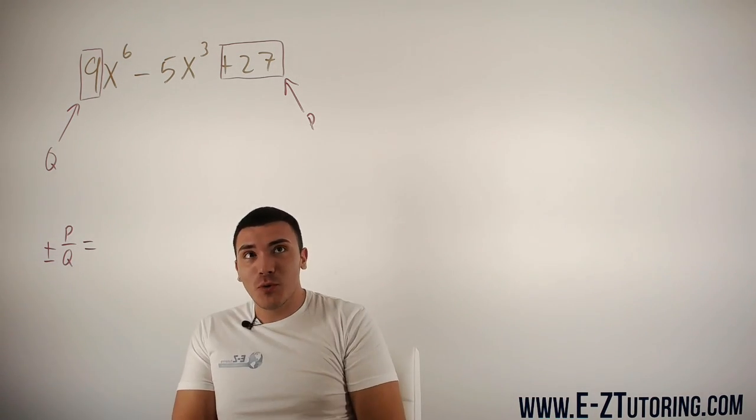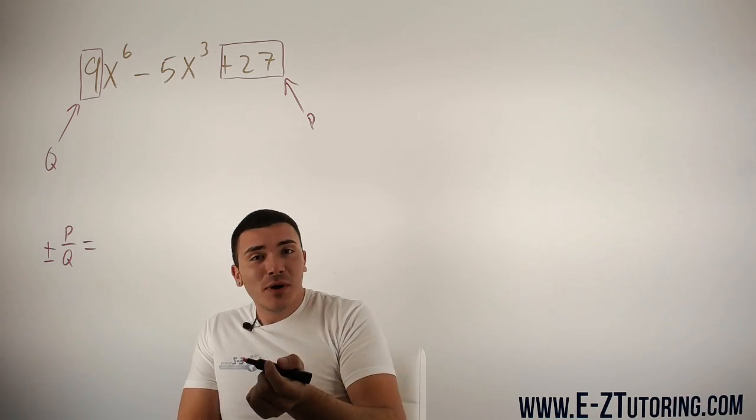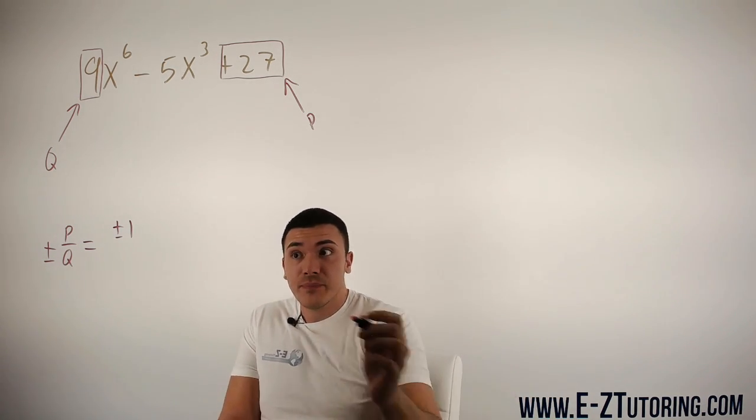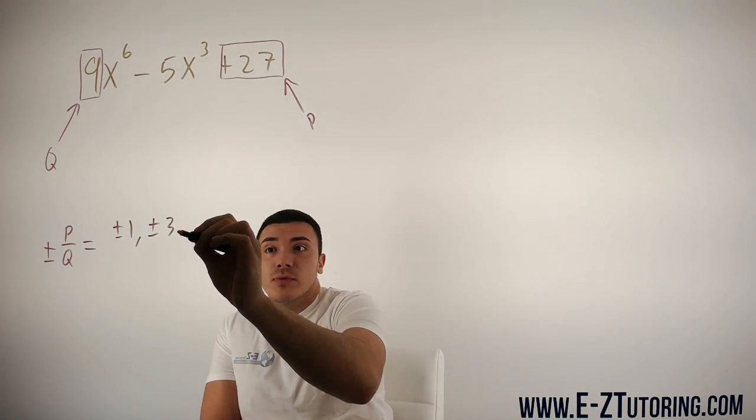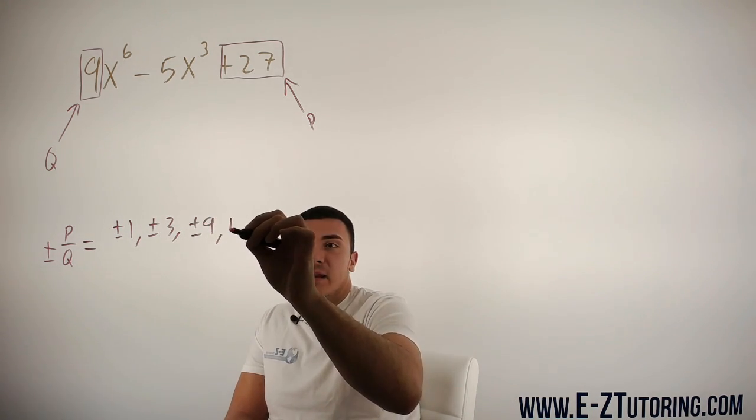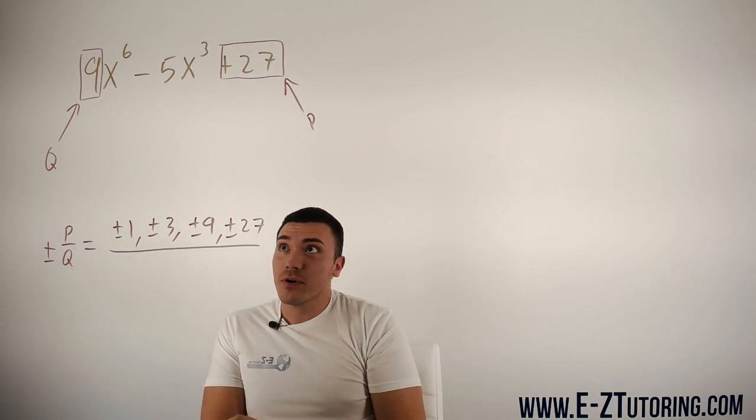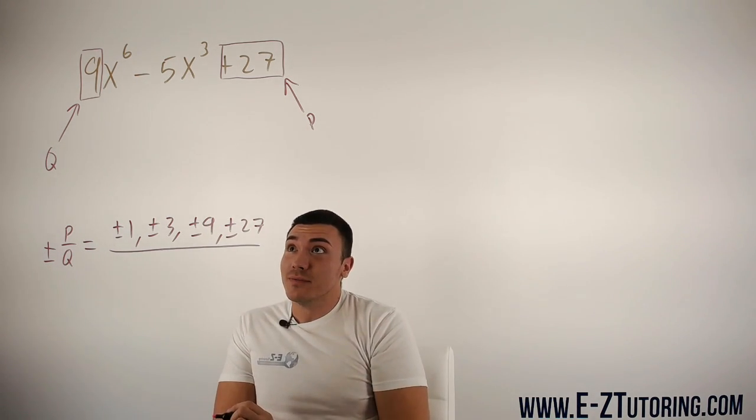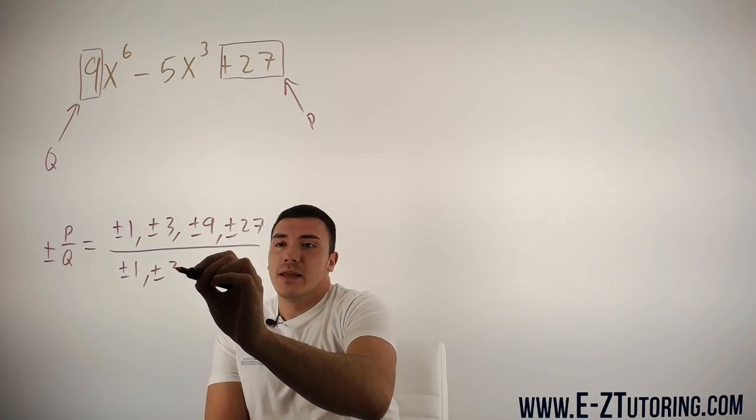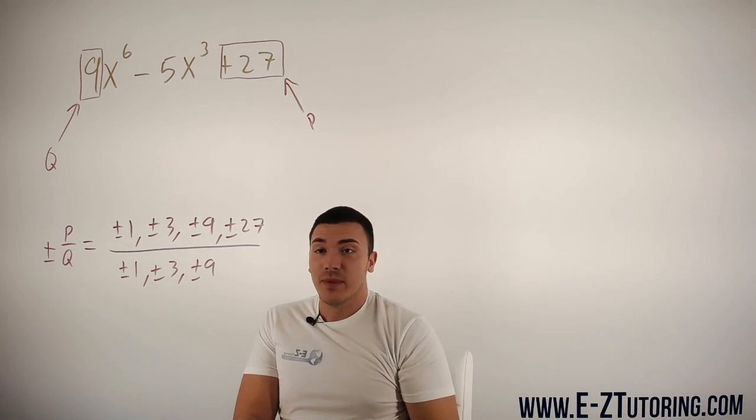So we put p in the numerator, which means we put all of the divisors of 27 in the numerator. So what goes into 27? We have plus or minus 1, that goes into 27. We have plus or minus 3, that goes into 27, plus or minus 9, and plus or minus 27. And we put this all over the divisors of q, which is 9. So we have plus or minus 1, plus or minus 3, and plus or minus 9. All of these numbers go into 9.